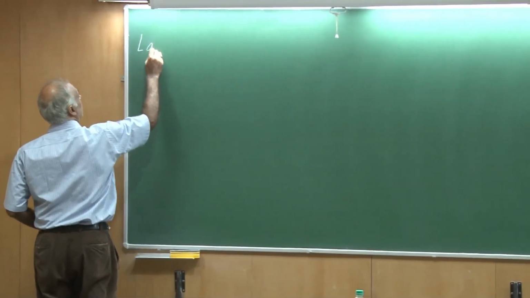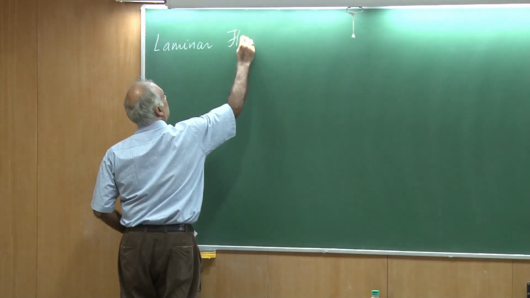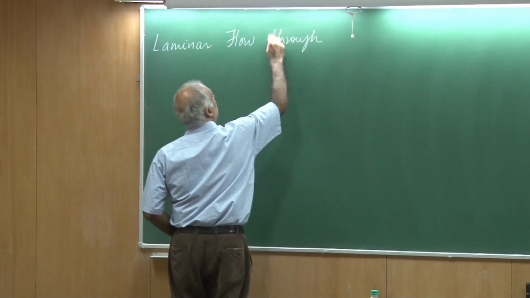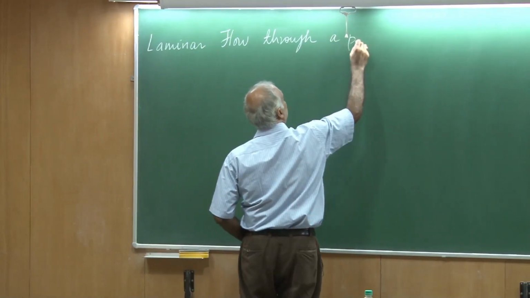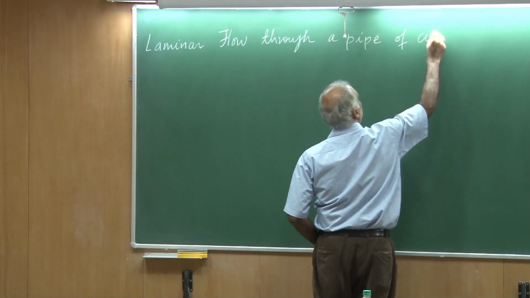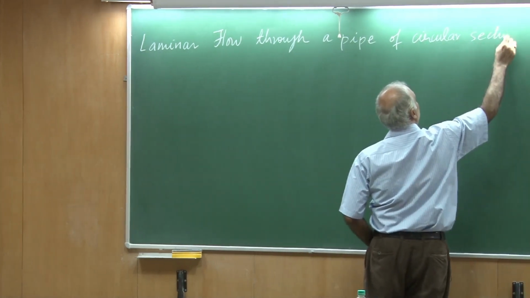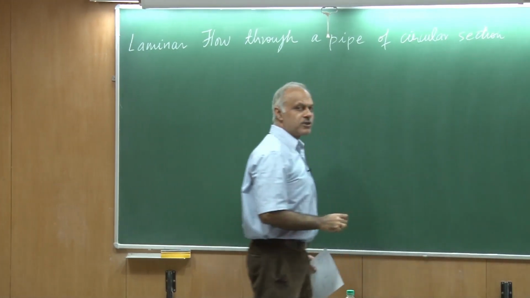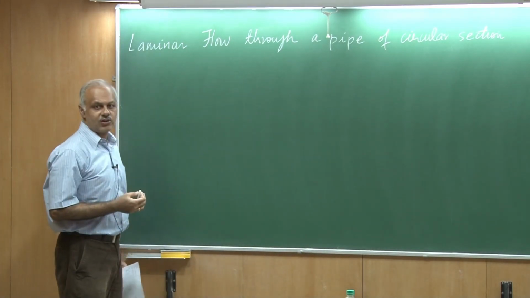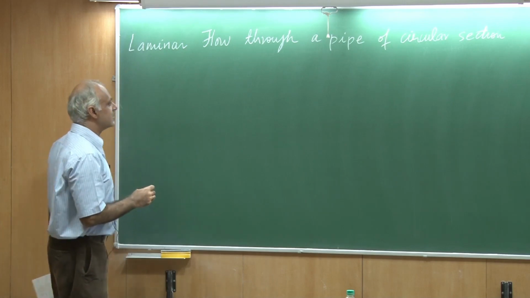So this would be laminar flow through a pipe of circular section. In fact, it is possible to get solutions through non-circular sections also, but this one is a little bit simpler and it actually illustrates the point.